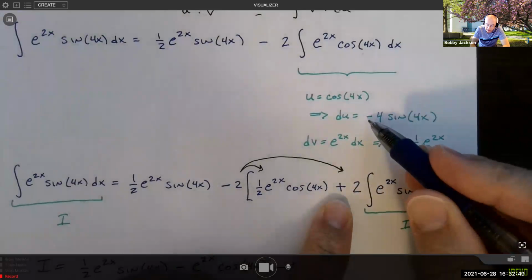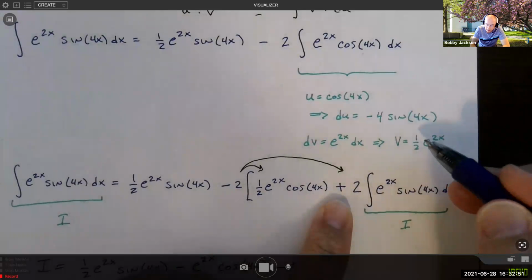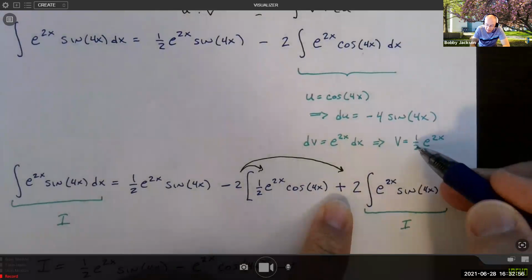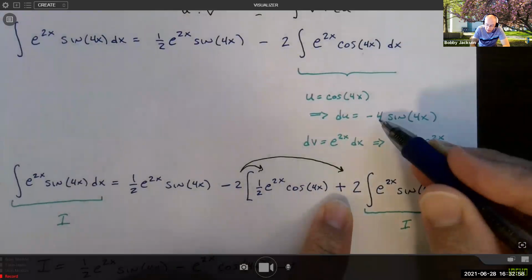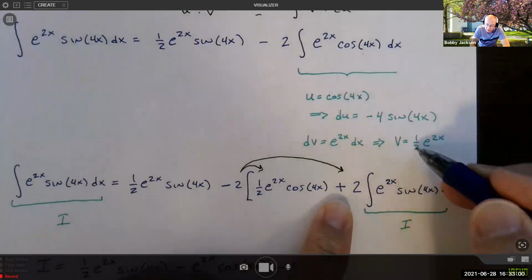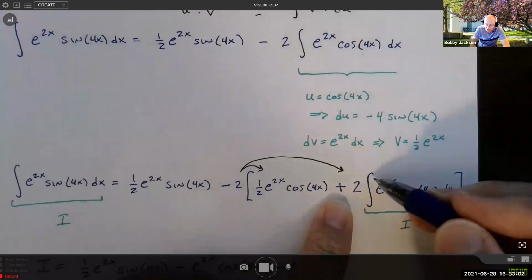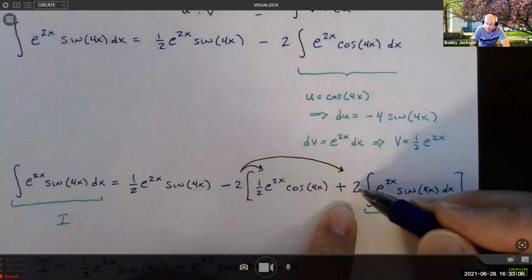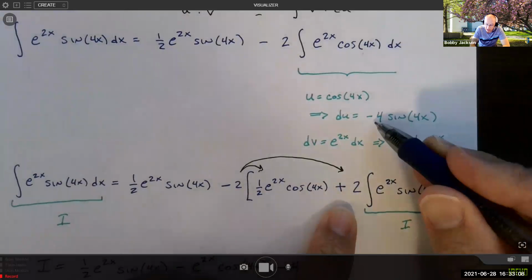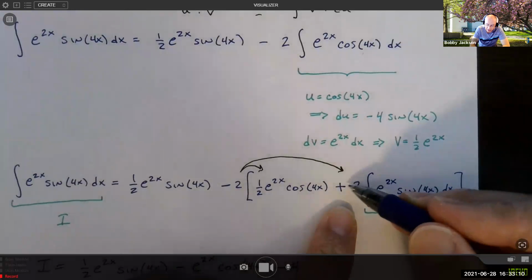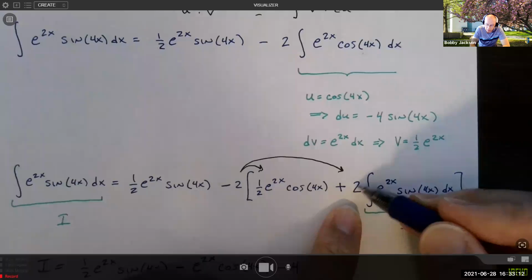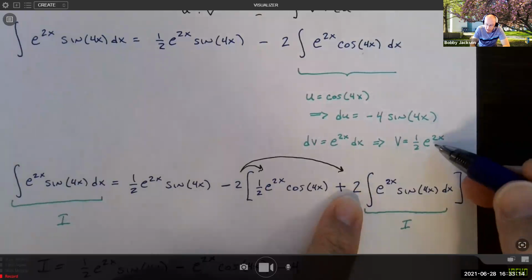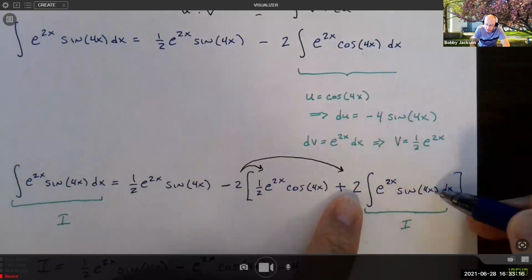Notice the negative here, -4 times 1/2 is -2. And a -2 is a +2. So that's what happened there. It's normally minus the integral v du, but since we have a -2 factor that comes out, -1 times -2 gives me +2. And we're left with then e to the 2x sine of 4x dx.